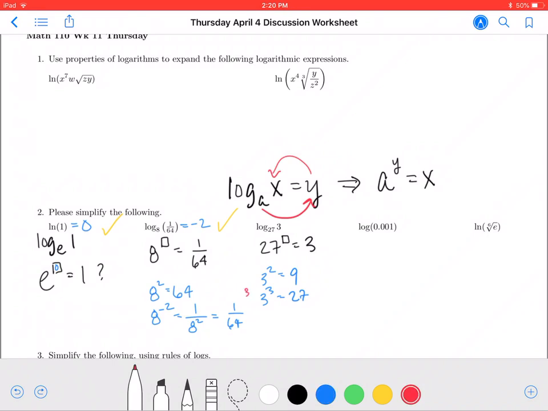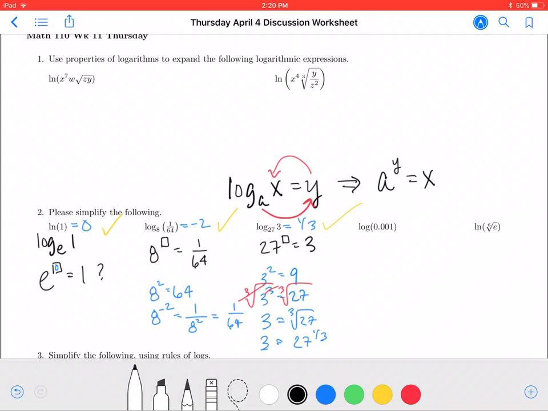So how do I negate this? Well, if I take the cubed root of both sides, these guys would cancel, and I'm left with 3 is equal to the cubed root. Let me just rewrite that so it looks like a 3, the cubed root of 27. And remember, in problem 1, we learned that we can rewrite roots as exponents. So this would be 27 to the 1/3. So my answer is 1/3.